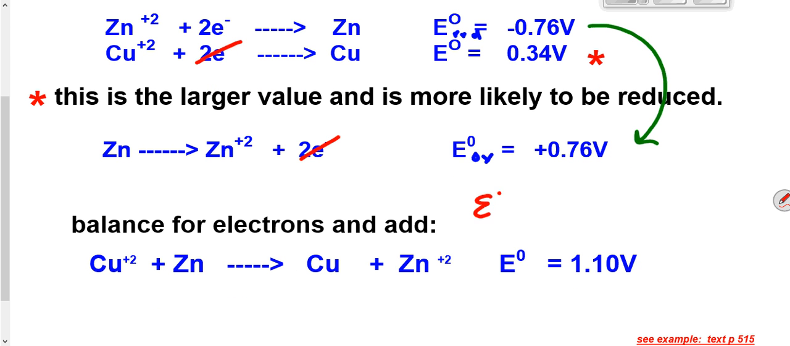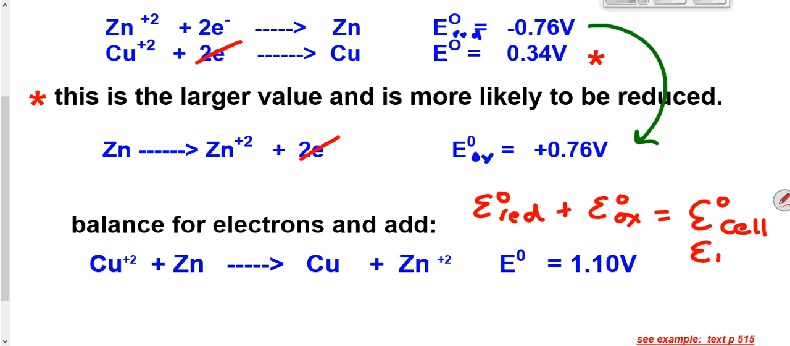So if we always take our reduction value, the bigger of the two, and add it to the oxidation value, which was the smaller value flipped, we get the total value for the cell. This is also quite often called the EMF, or electromotive force, of the cell. They mean the same thing. In this case, positive 0.76 and positive 0.34 add up to a total voltage of 1.1 volts.